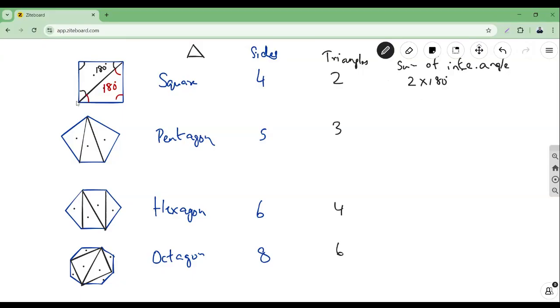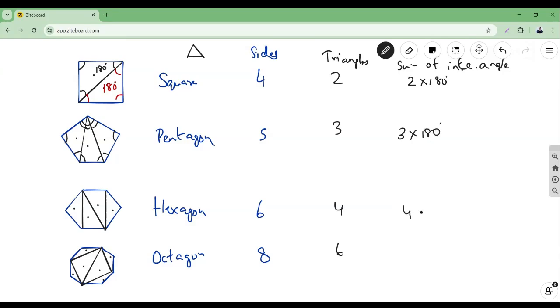Similarly, if I have to find all the interior angles, this entire interior angle has one part here, one part here, one part here. If you see, all these angles join up to make the angles of all the triangles. So this is 3 times 180.